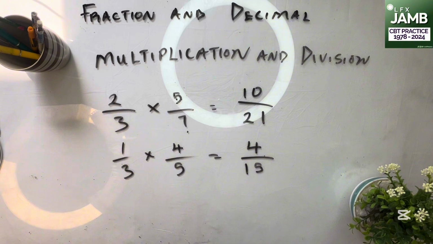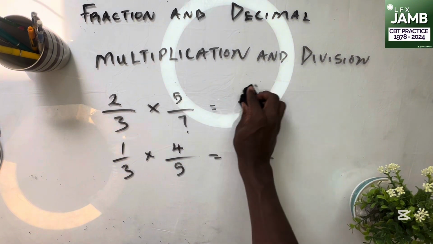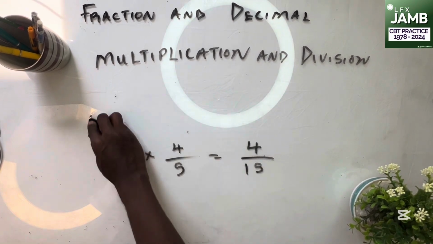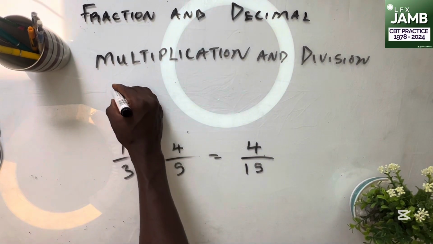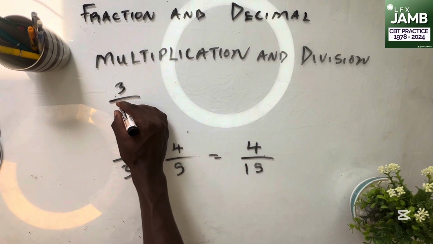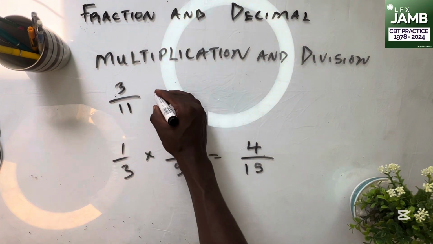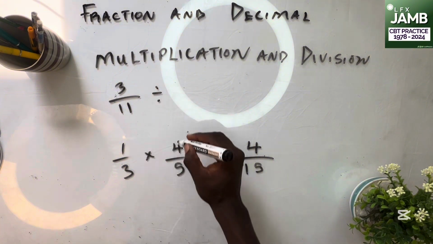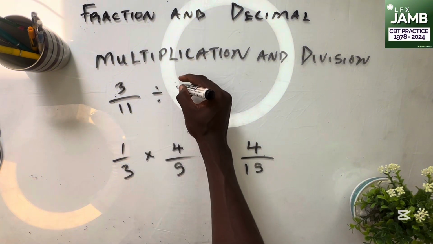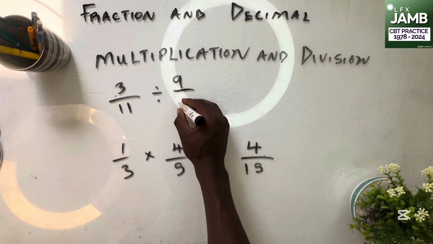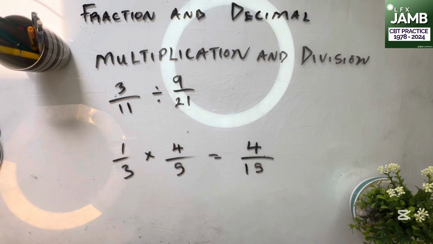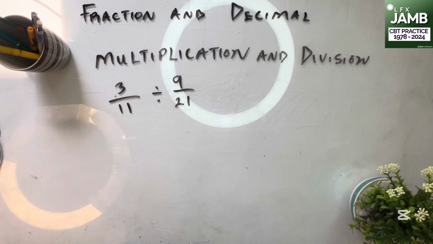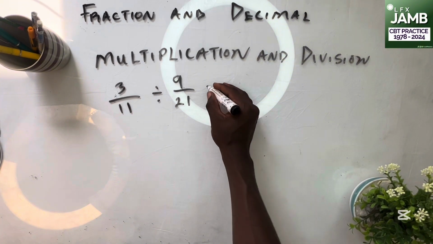As simple as that. Now, if you are asked to divide, let's say you are asked to divide 3 over 11 divided by 9 over 21. 3 over 11 divided by 9 over 21. So what do we do here?